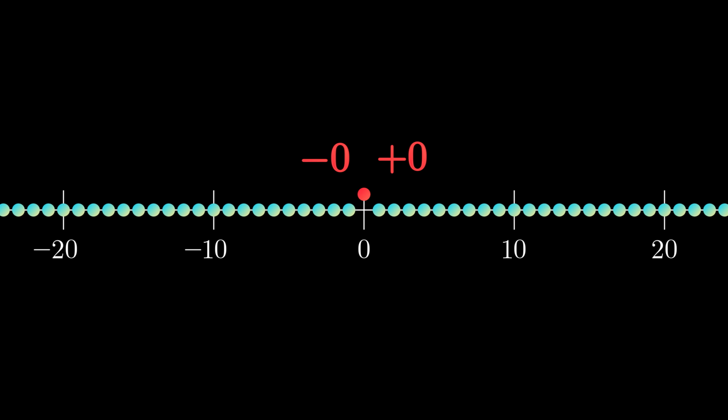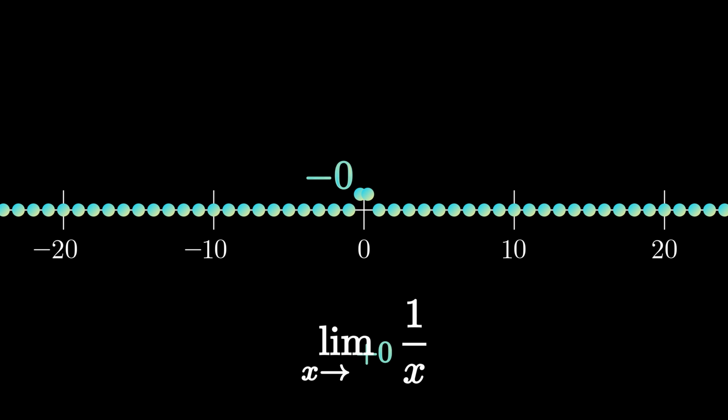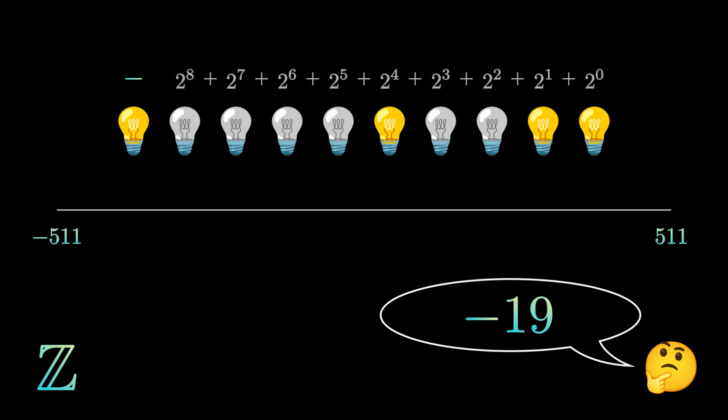In arithmetic, these are of course the same numbers. But we could also view them as different numbers. See, when calculating limits, the result can be different depending on whether we approach 0 from the negative or the positive side. So let's rather be happy that we can represent a plus and a minus 0.